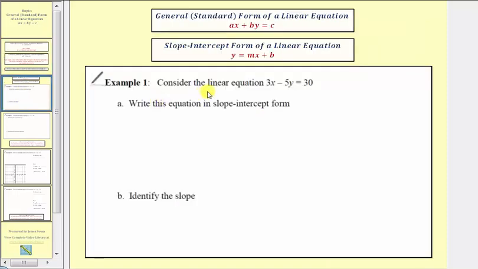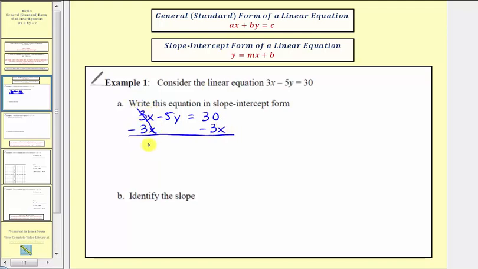Here we're asked to consider the linear equation 3x minus 5y equals 30, which is the linear equation in general form. In part A, we're asked to write this equation in slope-intercept form, or the form y equals mx plus b, which means we want to solve this equation for y. So beginning with 3x minus 5y equals 30, we first want to isolate the y term, so we'd subtract 3x on both sides and simplify.